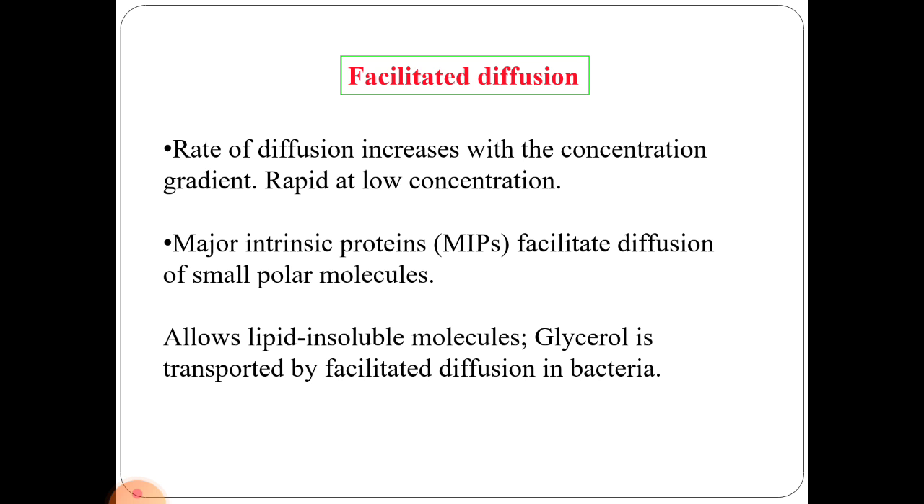The rate of diffusion increases with the concentration gradient in facilitated diffusion, and it is rapid at lower concentration. Major intrinsic proteins facilitate diffusion of small polar molecules. Facilitated diffusion allows lipid insoluble molecules, and a good example of facilitated diffusion in bacteria is the transport of glycerol.